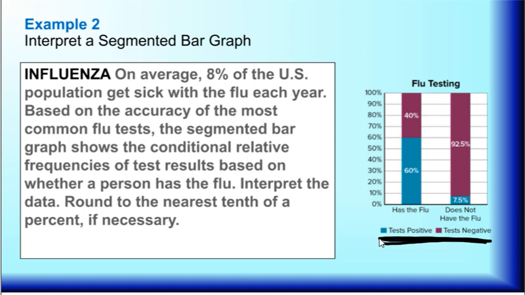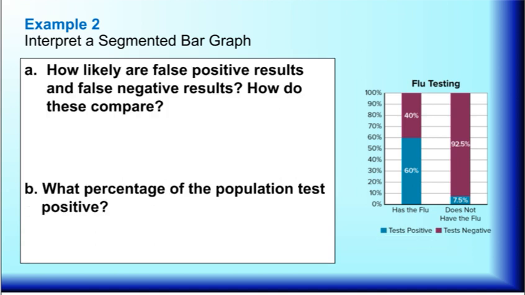When they're talking about conditional relative frequency, there's a condition. So given that they have flu, what's the probability that they test positive? Or given they have the flu, what is the probability of them testing negative? That's what they mean with conditional relative frequency. So our first question we want to look at is, how likely are false positive results and false negative results, and how do these compare?